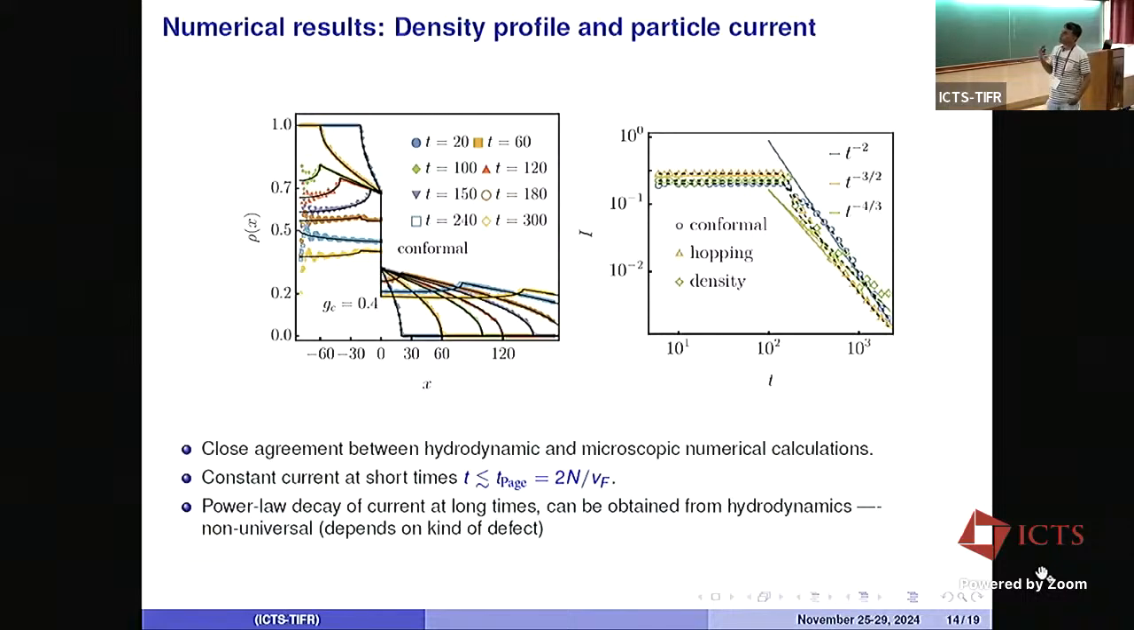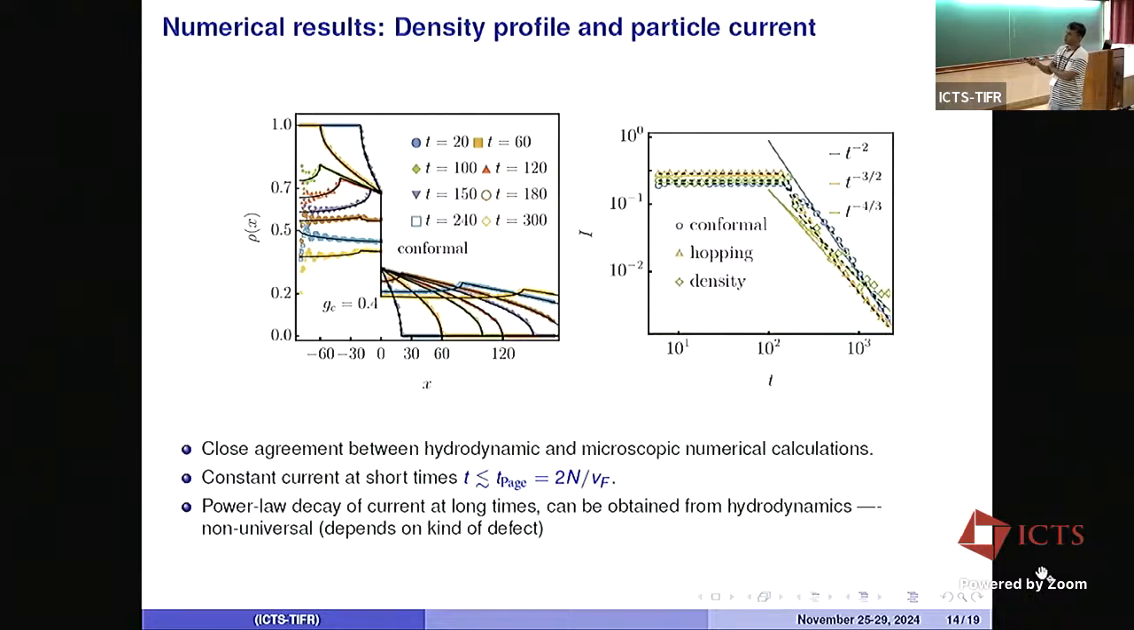We studied 3 kinds of defects. There's something called a conformal defect, where you put the on-site potential and the hopping in such a way that the transmission is independent of the wave vector. That's a special kind of defect, and then there are 2 other kinds. For all the defects, the initial part is the same constant, and then there's a power law decay of the current, which depends on what kind of defect you put. We can predict the different powers completely from the hydrodynamics. So you see a very good agreement between hydrodynamics and microscopics.